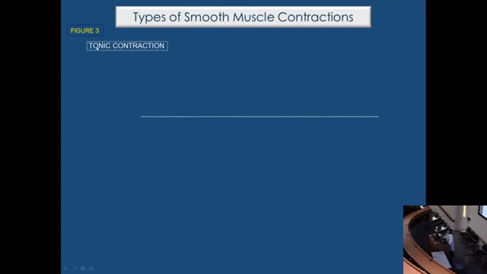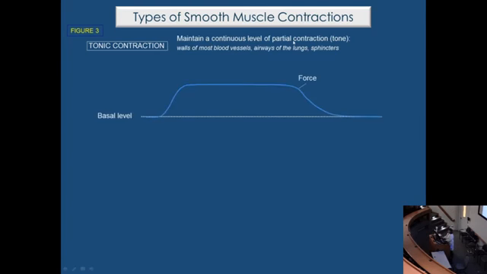So now, if we classify the smooth muscles according to the type of contraction that they experience, then we can classify the muscles as tonic muscles, and these are the ones that experience tonic contraction. That is, they will maintain a continuous level of partial contraction, as is illustrated here, and you actually find this type of activity in the cells that are found in the walls of most blood vessels, and also in the airways or in the sphincters.